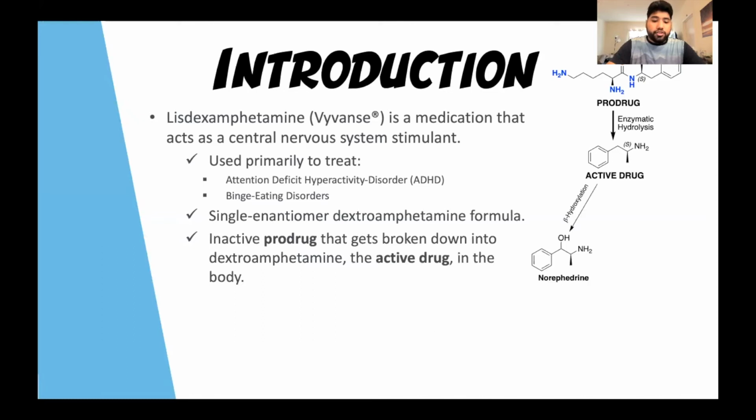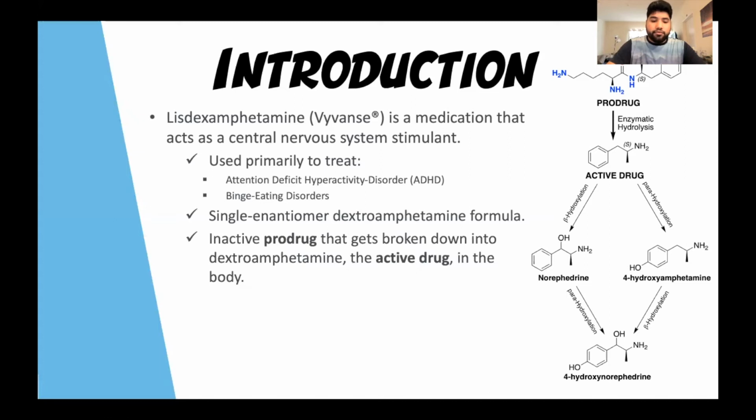Beta hydroxylation generates norephedrine, which is responsible for appetite suppression. While on another pathway, para-hydroxylation gives 4-hydroxyamphetamine. This prompts the release of norepinephrine in our brain, and that results in increased vigilance, arousal, memory retrieval, and attentiveness. Now, both of these intermediates can further react to form 4-hydroxynorepinephrine, and that's responsible for the longevity of the medication.